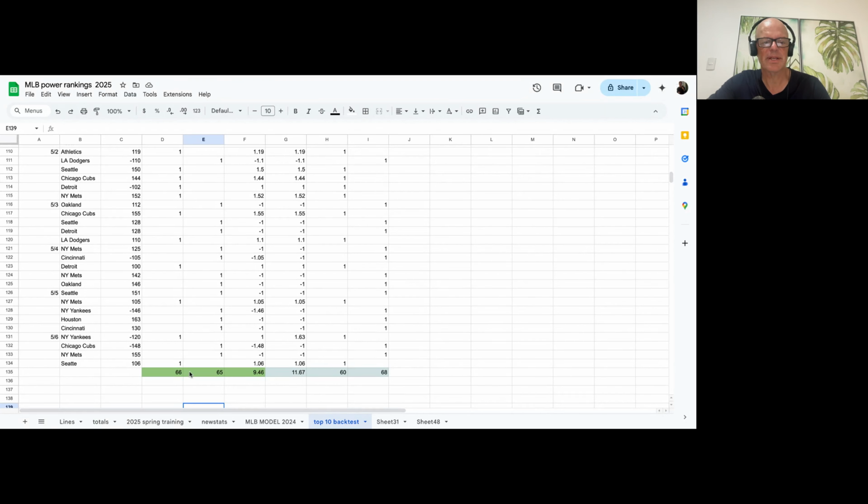Then I thought, well, what if I played everything on the run line? And if you look over here, you can already see that it decreases the win percentage, 60 and 68, but it actually increased the units. Granted, it wasn't significant, only 2 units, and it would probably be about the same over a long back test. That would take it to 7 units. So what I thought was, well, I'll just play every play on the run line if applicable.